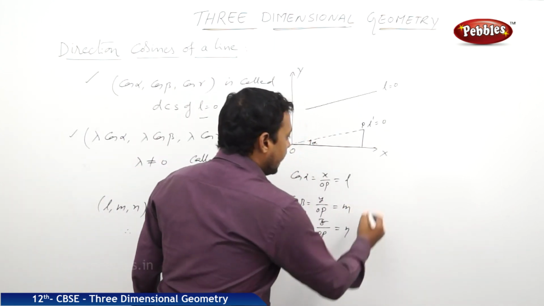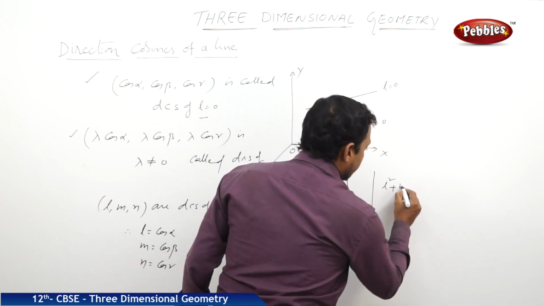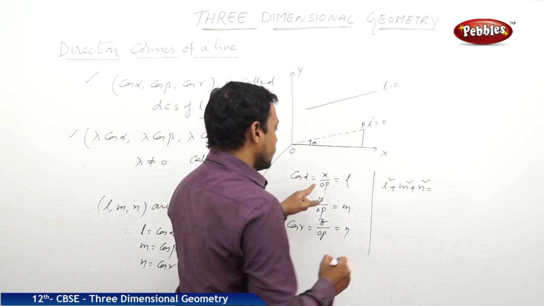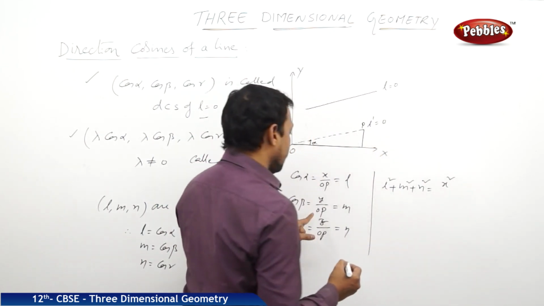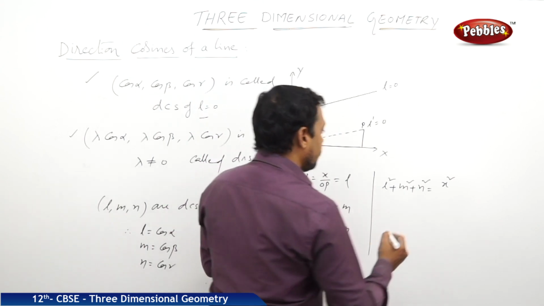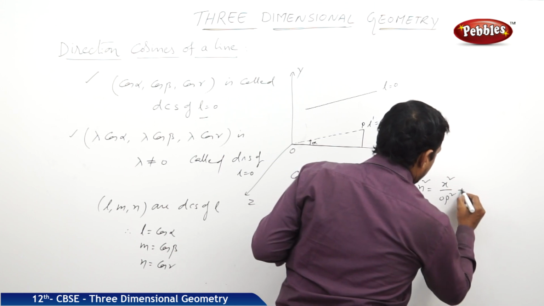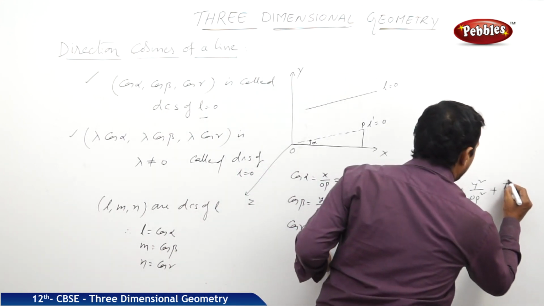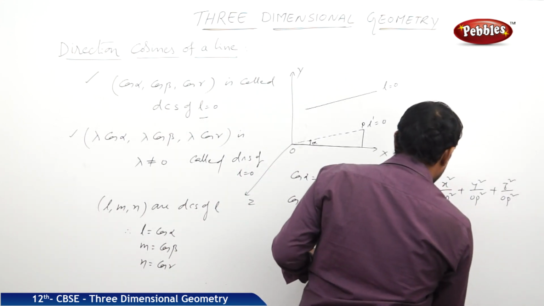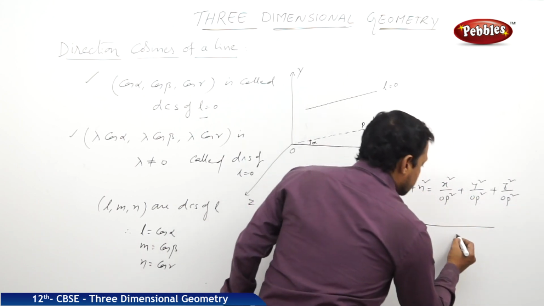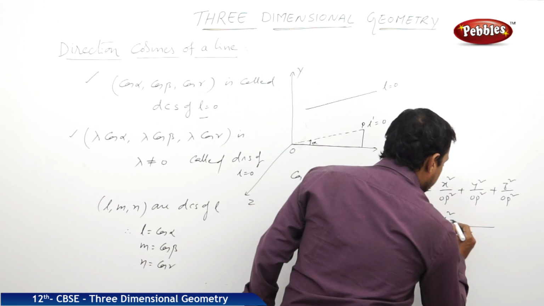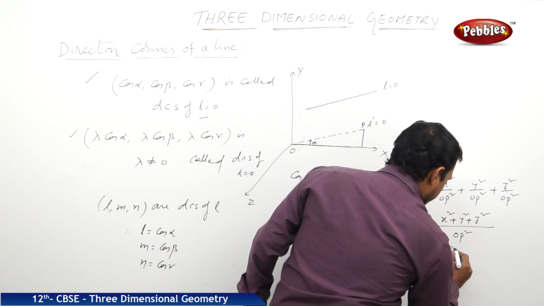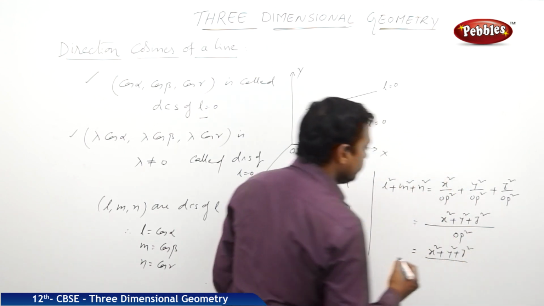Now, squaring and adding all these three quantities, what is L square plus M square plus N square equal to? L square is equal to x square by OP square, M square is y square by OP square, and N square is equal to z square by OP square. See here, the denominator is common, that is OP square, and the numerator is x square plus y square plus z square.